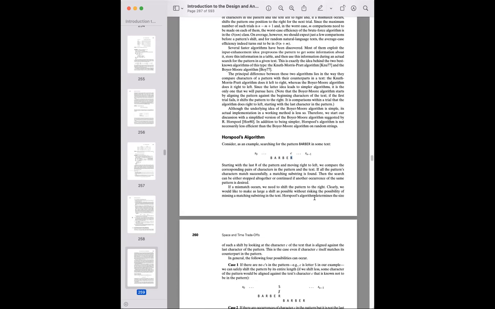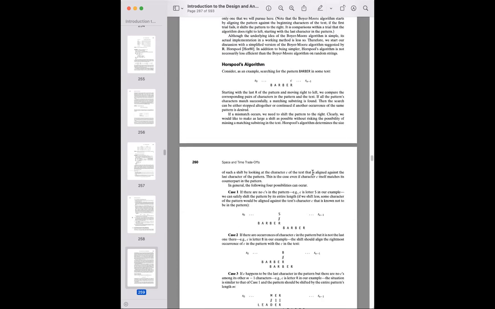we then can shift the pattern to the right. We want to shift it as far as we can to the right. Okay. To make it go quicker, okay? In a brute force, we're doing it one at a time. So we want to be able to shift it by a bigger amount, okay?